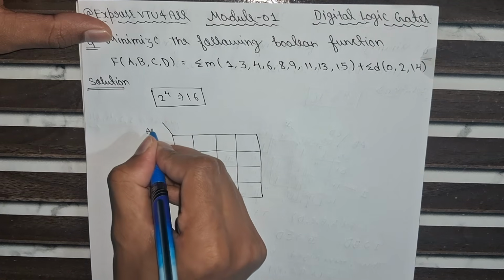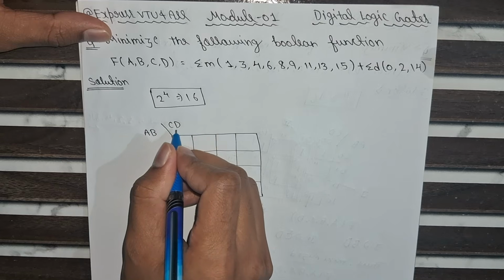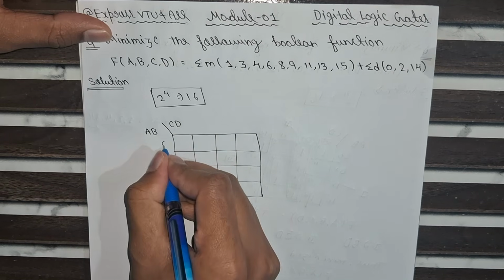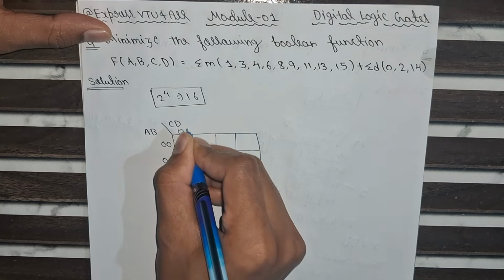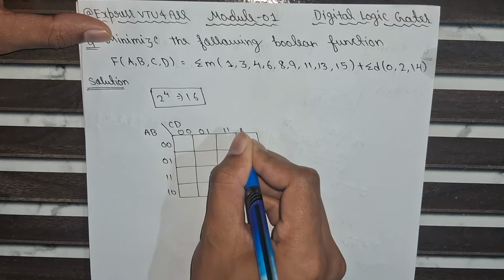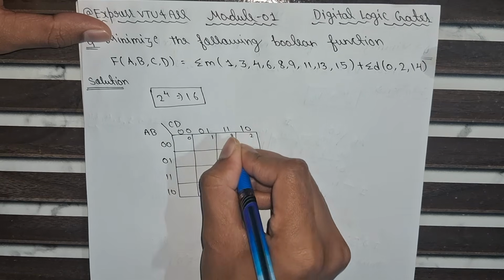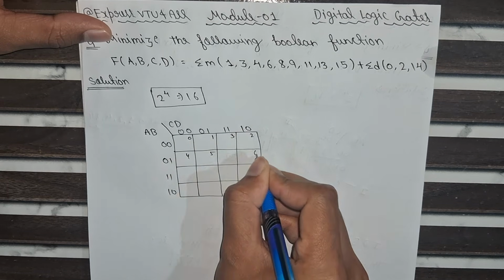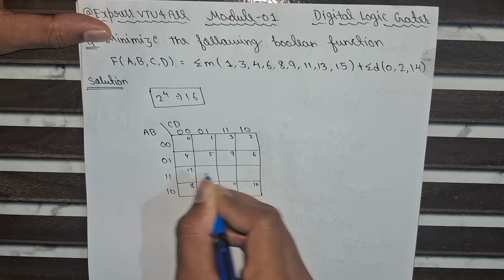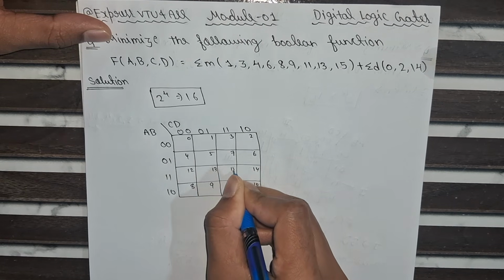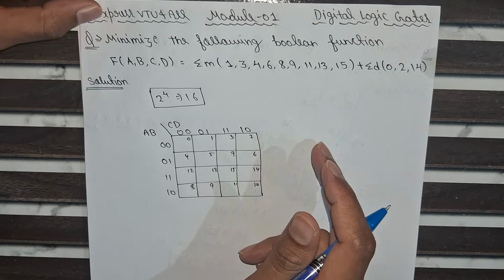So we will write here AB and CD. At MSB we will write AB and LSB we will write CD. Now the combinations 00, 01, 11 and 10, and 00, 01, 11 and 10 the same, and the values 0 1 2 3 4 5 6 7 8 9 10 11 12 13 14 15. I have already explained this K-map in the introduction video. You can check it out from the playlist.